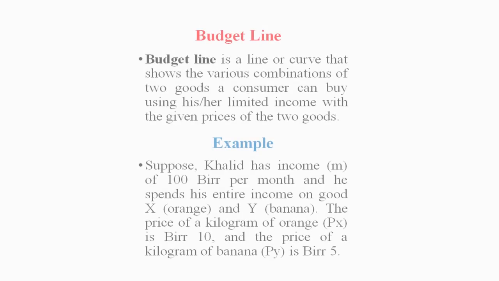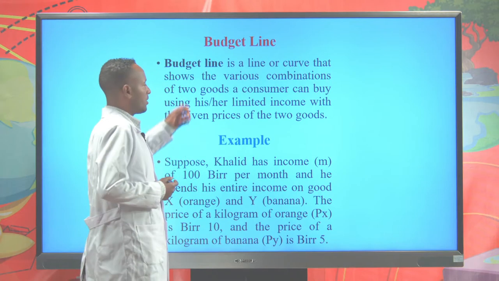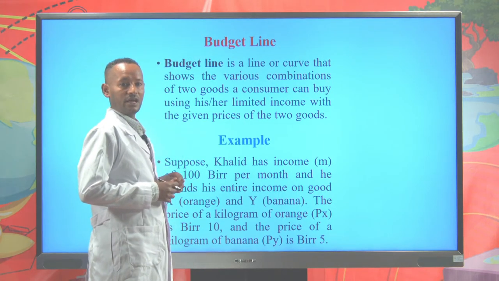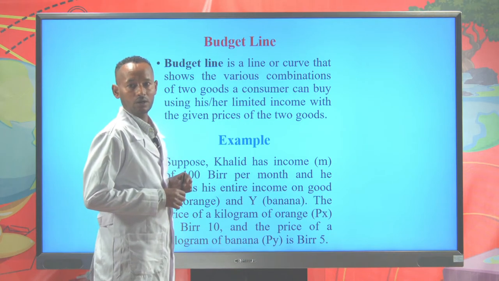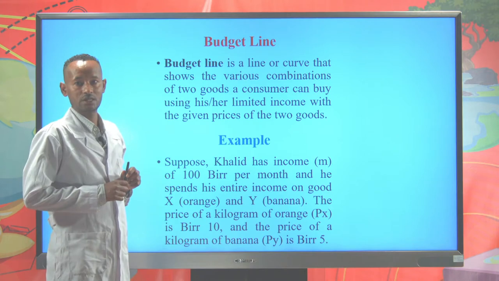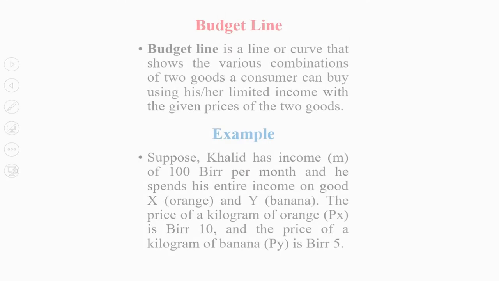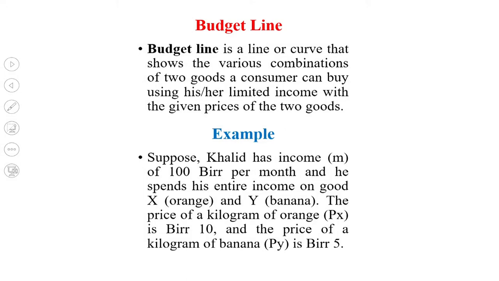This lesson is the third revision lesson of Unit 3 Consumer Behavior. It is about the budget line. Budget line is a line or curve that shows the various combinations of two commodities that a consumer can buy using his limited income with the given price of the two goods. Now, let's illustrate the theory of the budget line using the following example.